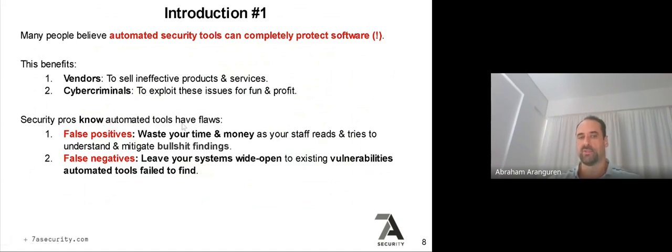They know that every automated tool will have false positives and false negatives, right? False positives are a waste of your time and money as your staff reads and tries to understand and mitigate bogus findings, right? These are basically fake findings that every automated tool has. So when you run the tool, yes, maybe the tool is even free and open source, but you still need to pay someone to go through those results. And if half of those results are bogus and it takes a lot of time to go through them, then you're actually losing time and money for that, right?